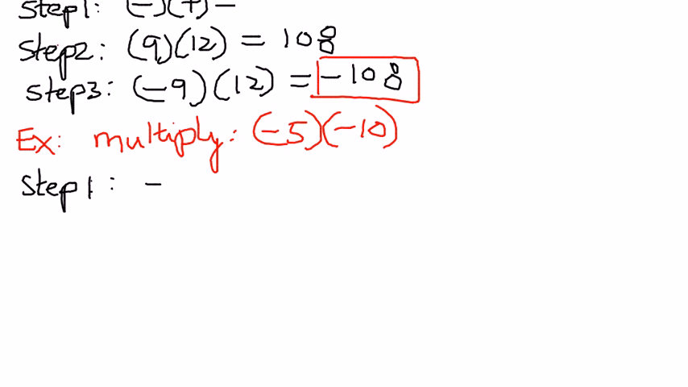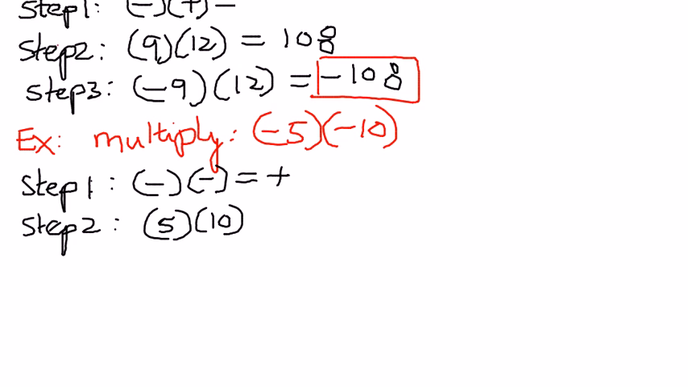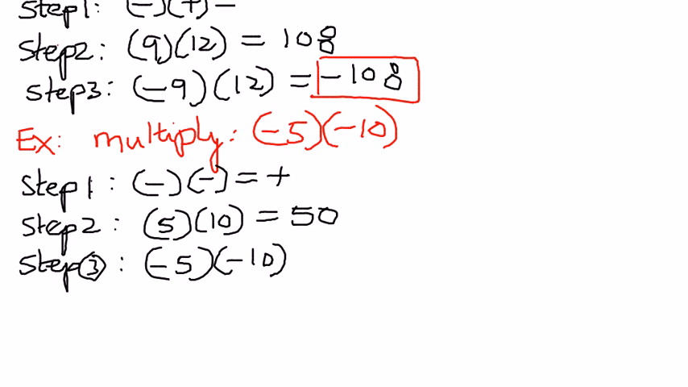multiply the signs. Negative times negative is a positive. Step number 2, we're going to recall our times table. 5 times 10 is equal to 50. Step number 3, we'll combine steps 1 and 2 together. Negative 5 times negative 10 is going to be equal to positive 50, and that is our answer. So we have used the sign rule and our times table to simplify these problems.